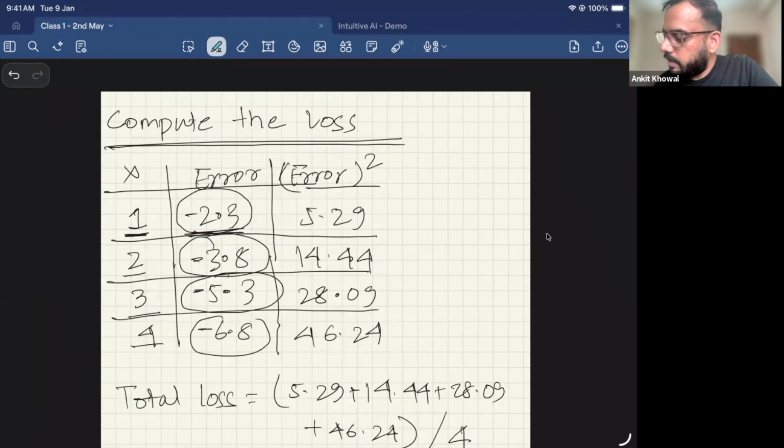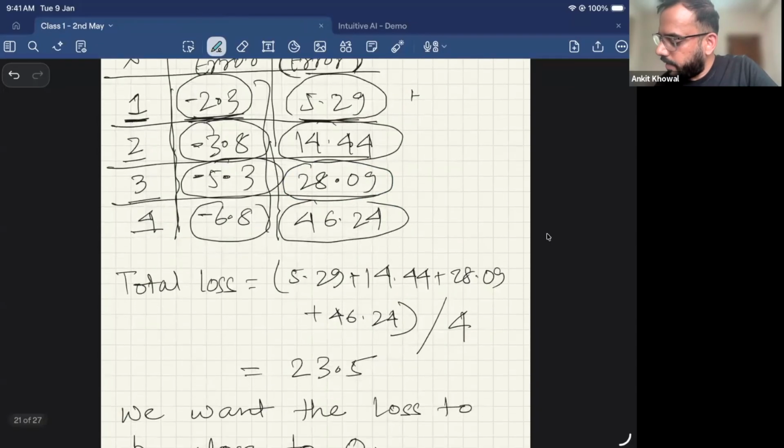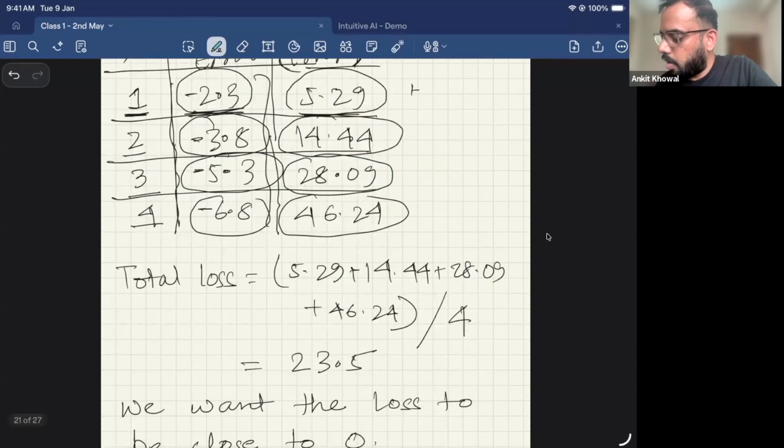Now what I will do is just square the errors, okay? I want everything to be positive, not negative. That's why I'm squaring the errors. This was my initial error. And now I find out the average loss that I had, which is adding these values and then dividing by 4. So I know that I'm wrong by this amount of value, okay?